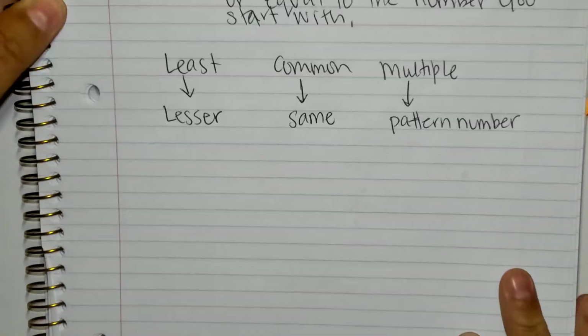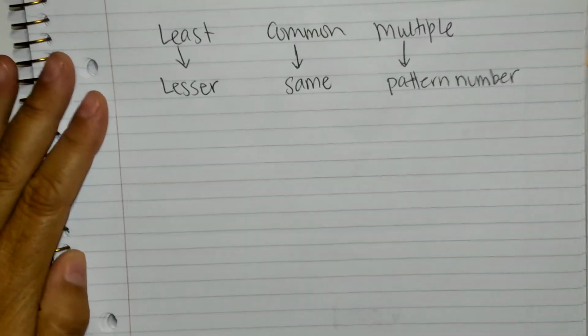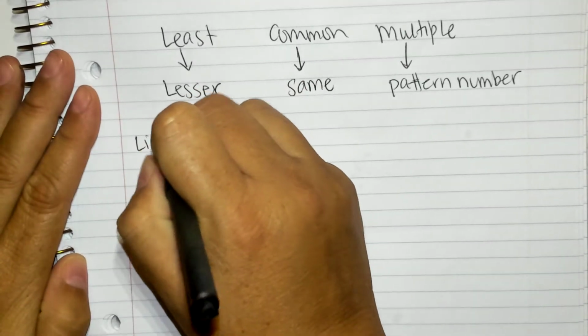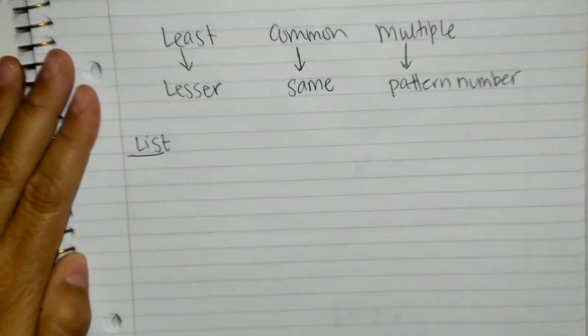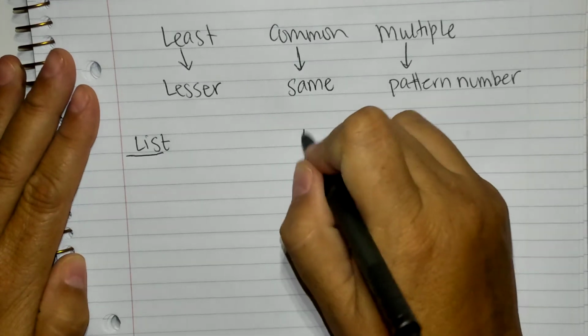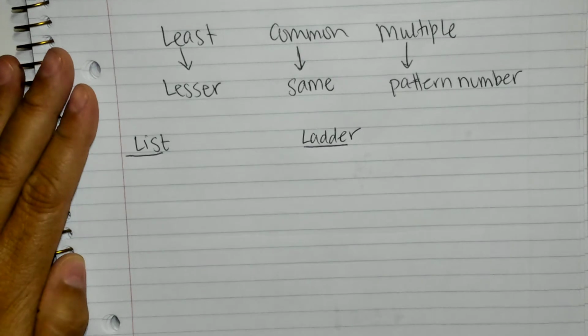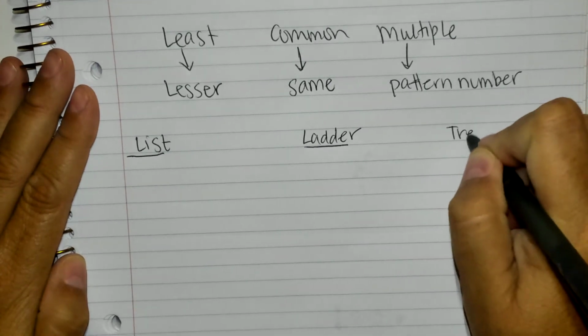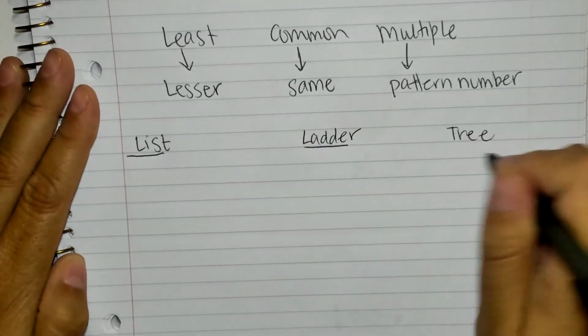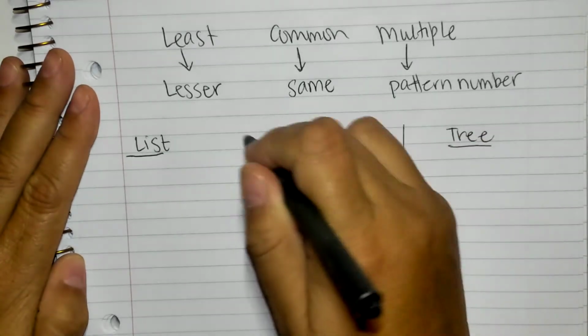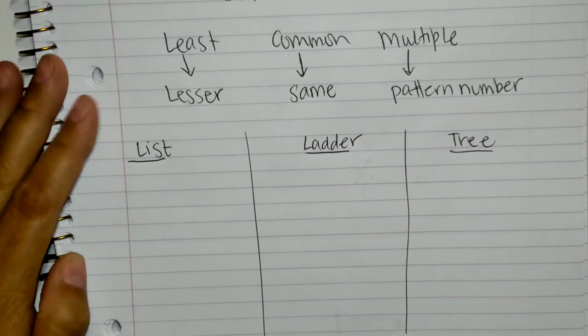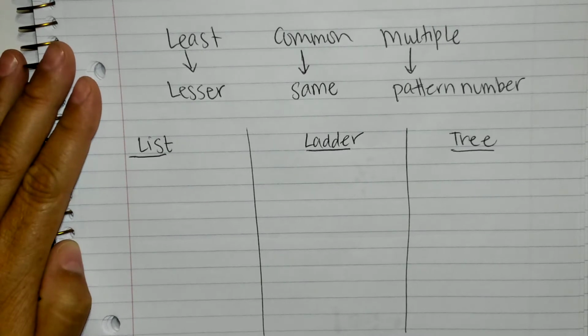So the 3 ways to solve: list, which can take a really long time if your numbers are big. Ladder, and tree. And the tree is the most confusing. I told you that already. Most confusing for me, but really when it comes to multiples as well. Also, before we continue, you might want to pause. I am going to use a highlighter.